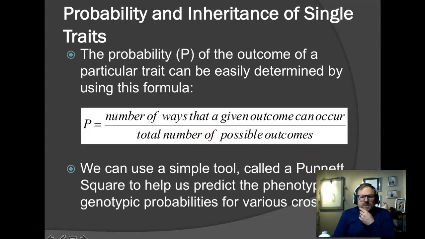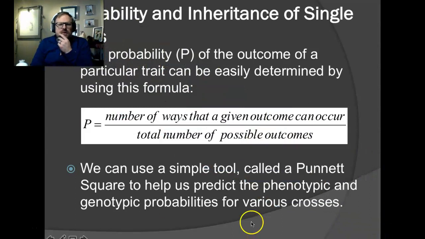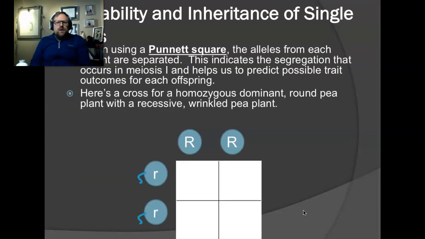So speaking of Punnett squares, we can use a simple tool called a Punnett square to help us predict the phenotypic and genotypic probabilities of various crosses. In other words, we can use a Punnett square as a tool to determine what are the possibilities of individual A being this, and individual B being this, and individual C being this, based on the parents that we have up above. So, if you haven't seen one of these before, this is a Punnett square.